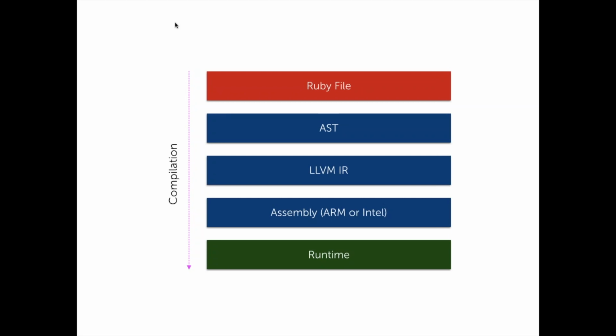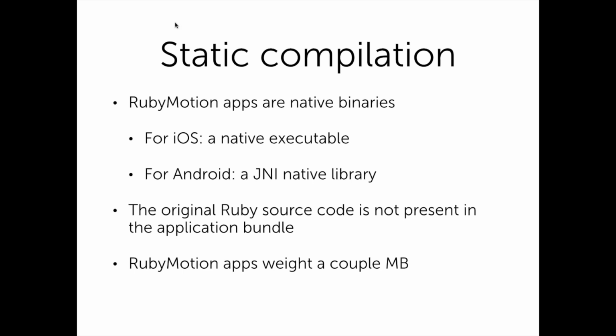We actually created a compiler using LLVM that basically statically compiles Ruby into machine code directly. So in RubyMotion, there is no virtual machine, there is no bytecode interpretation, it's only a binary. So it is very, very similar to Objective-C or C or C++ or Swift. You get a binary at the end. So static compilation allows us to have native binaries for our apps. For iOS, we create a native executable. So it's basically the same thing as Swift or C or Objective-C.